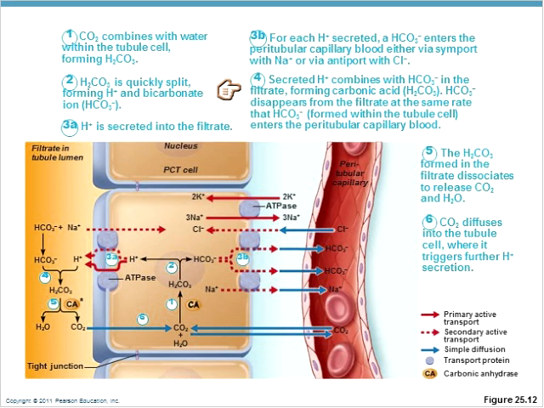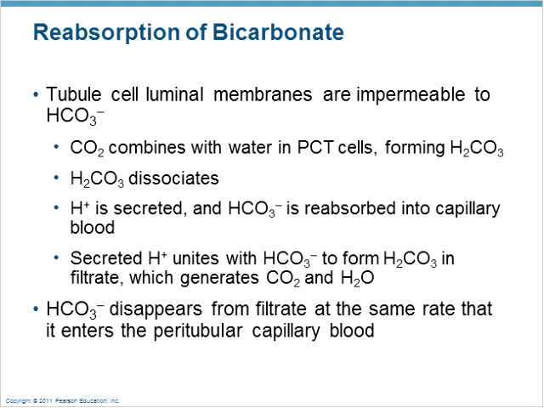Bicarb disappears from the filtrate at the same rate as bicarb HCO3 is formed within the tubule cell and enters the peritubular capillary blood. The H2CO3 formed in the filtrate dissociates to release CO2 and water. The CO2 diffuses into the tubule cell where it triggers further hydrogen secretion. So you get kind of a feel for the steps that occur with the acid-base management.